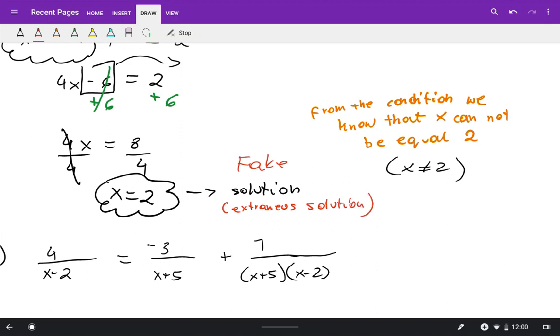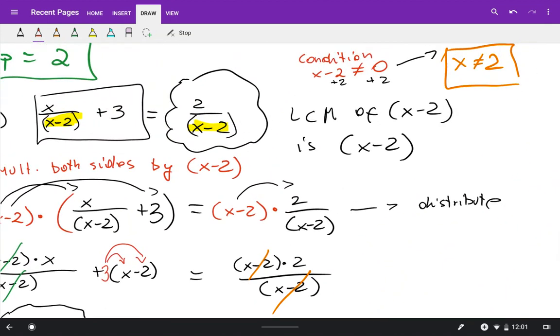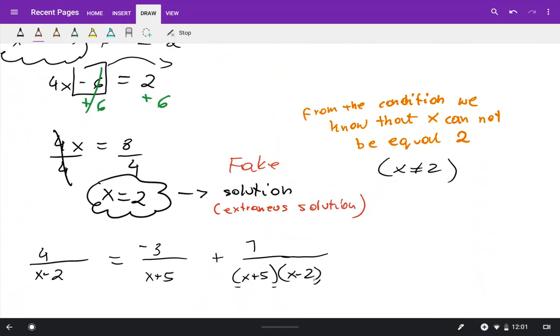However, that doesn't make sense, okay? We don't have a solution of this equation. We know that x cannot be equal to, because if you try to check your work and replace x with 2, you end up with 2 divided by 0, which again, we cannot solve. So here we end up with an extraneous solution, which is a fake solution. And when you have a fake solution, this equation has no solution.